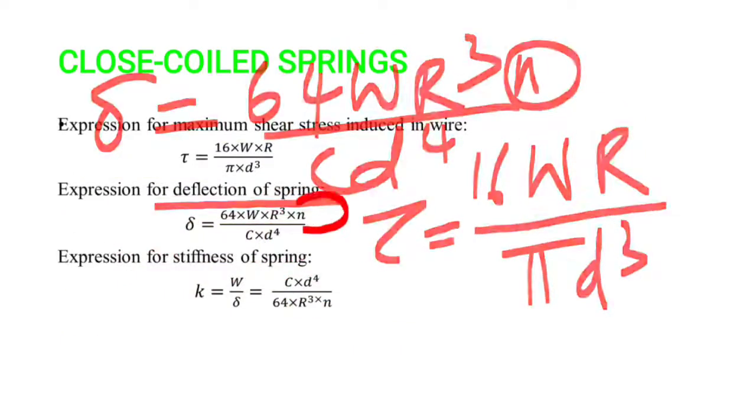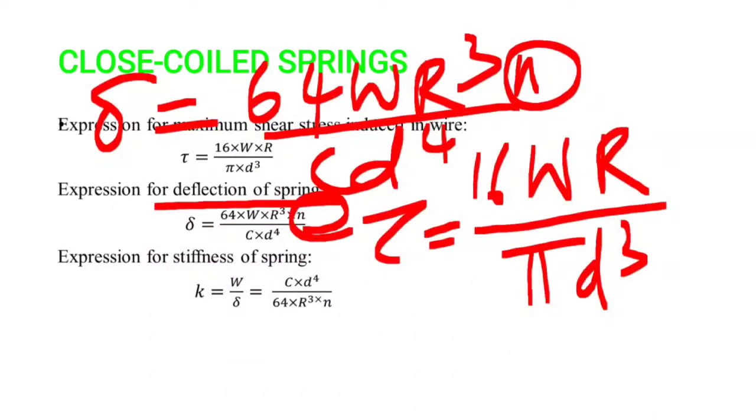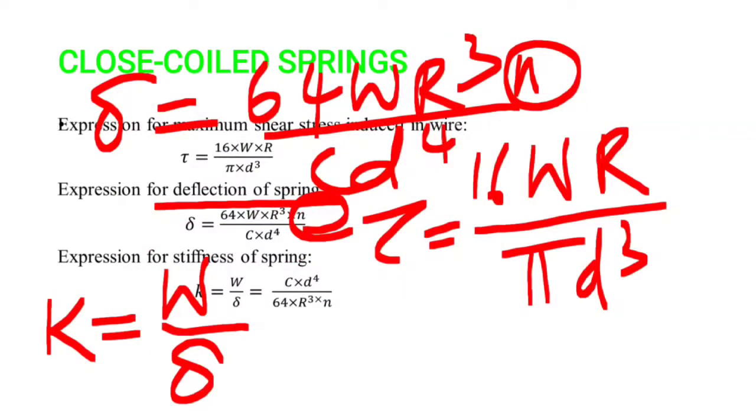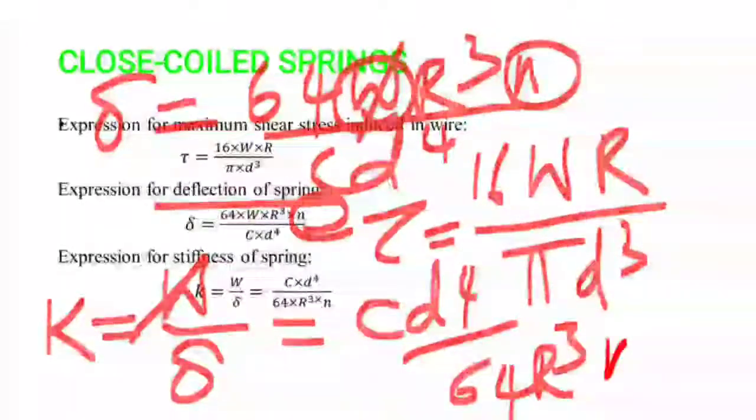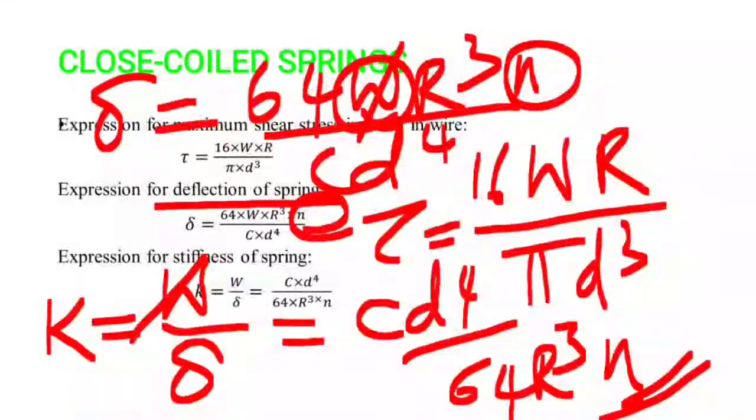N is the number of coils, and the expression for stiffness is given by W by delta. If we substitute the delta value here, W gets cancelled out. We get the K value as C d power 4 by 64 R cube N. This is the formula for the stiffness of a spring. Please remember these formulas. They are sufficient for our examination.